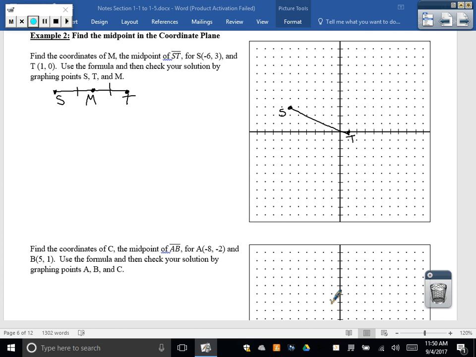So one way to go ahead and solve for the midpoint between S and T is to use the midpoint formula that we just said. Now, before I do that, I'm going to go ahead and put down x sub 1 and y sub 1 for the -6 and the 3. And I'm going to put down x sub 2 and y sub 2. So this one's the y sub 2.